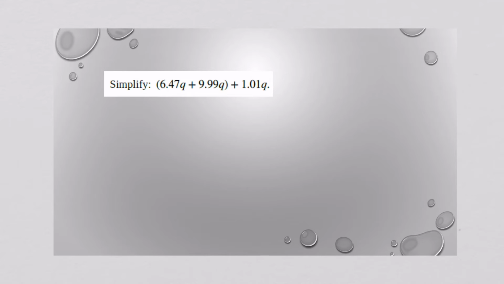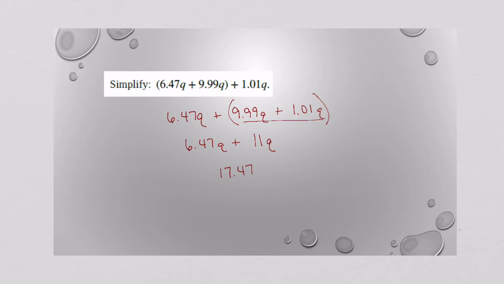Okay, on this one, moving our parentheses might be helpful again. So 6.47q plus 9.99q plus 1.01q. If I were to move my parentheses around these two, that means I would perform this operation first. And I've got 6.47q plus, 9.99 plus 1.01 is 11q. Now it's easy to add 6.47 to 11, and I get 17.47q as an answer.